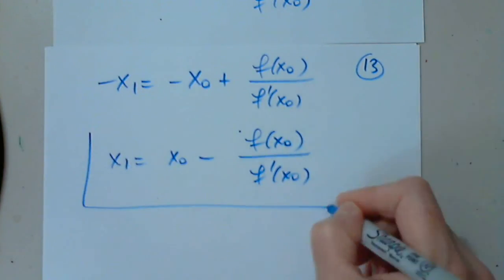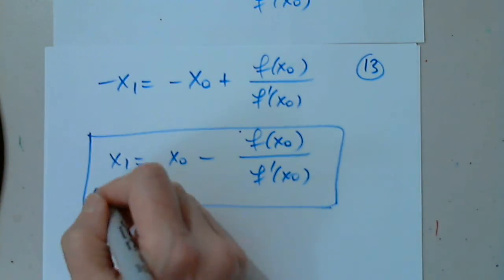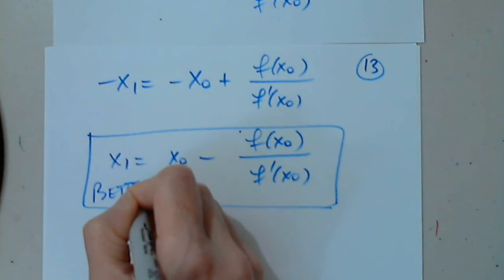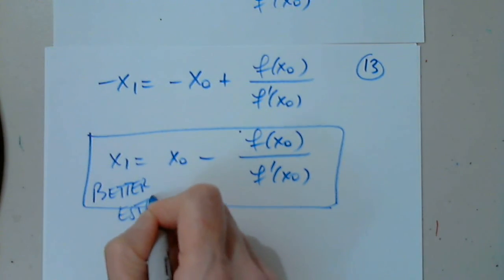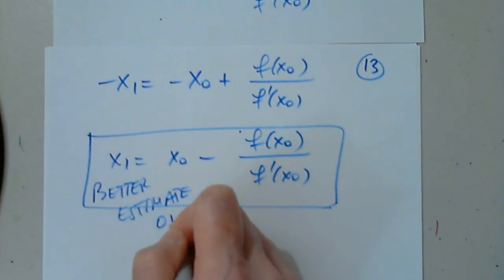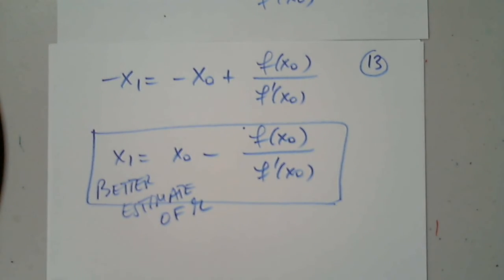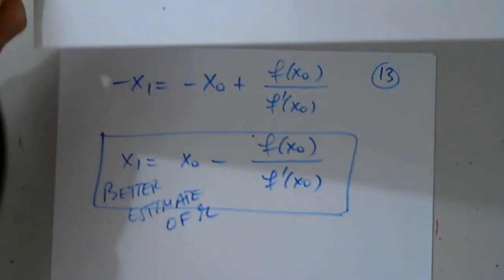I'm happy because I determined a better estimate of R. Not the best, but a better estimate. I got closer. Now it's time for me to give those two restrictions.